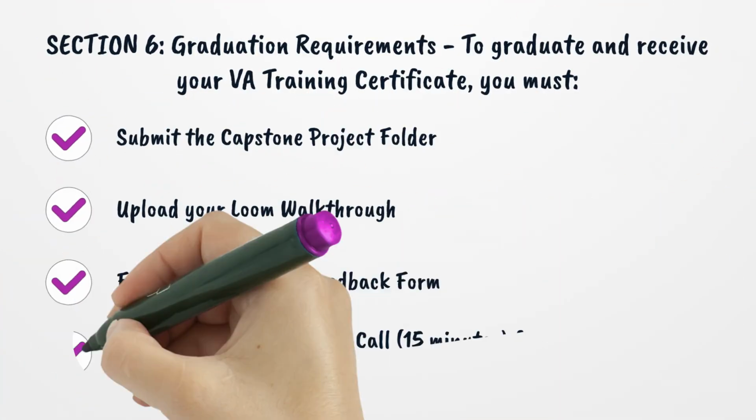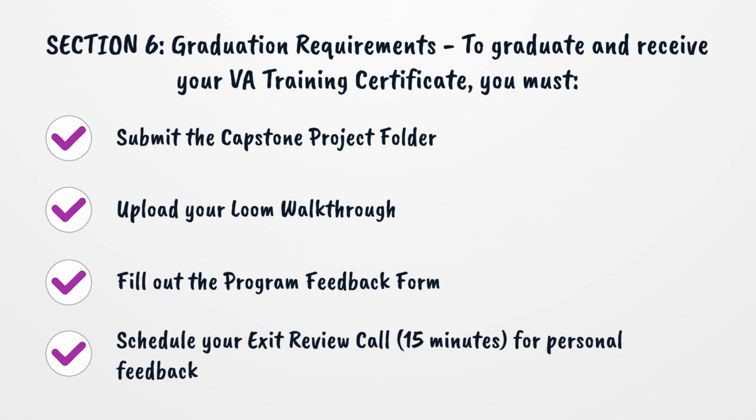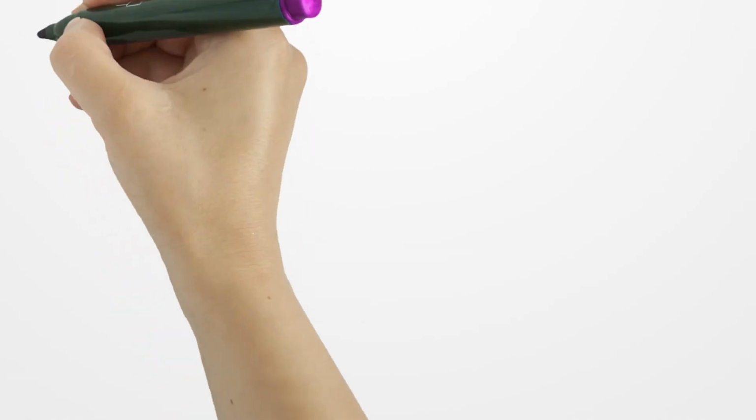Section 6, Graduation requirements. To graduate and receive your VA training certificate, you must submit the Capstone project folder. Upload your Loom walkthrough. Fill out the program feedback form. Schedule your exit review call, 15 minutes, for personal feedback.